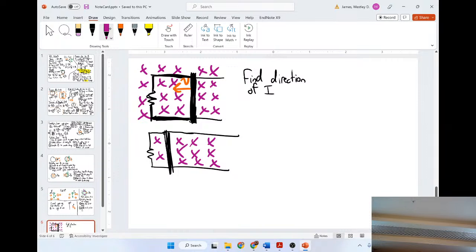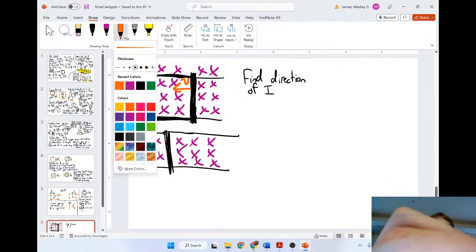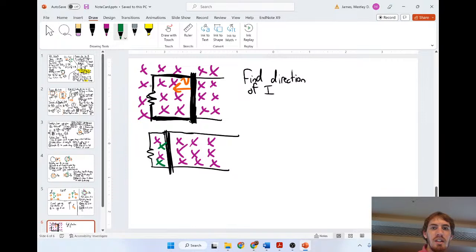And this is the key, you all. This is my enclosed area. This is the only loop part. The rest of this is open. We don't care about open things. We only care about closed loops. Here are my closed things. I have less field lines into the page. So I need to make more field lines into the page. So I'm going to make some more.